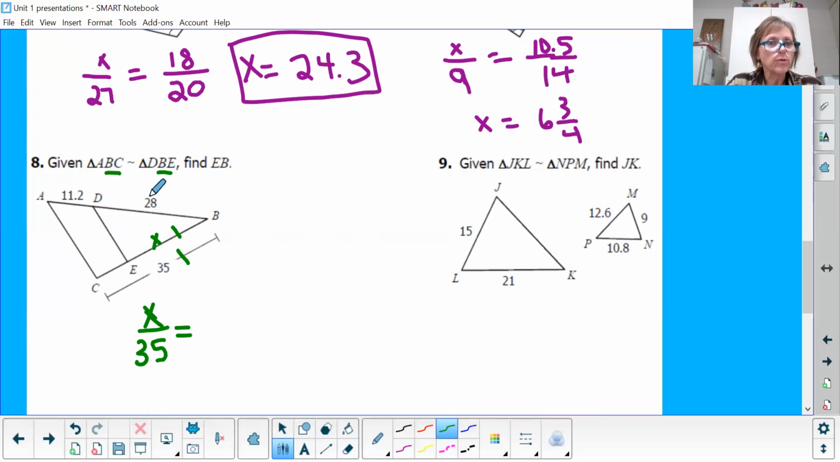Okay, now we need 2 more sides. We have 28 and we have 11.2. But if you look from A to D, that is not the side of a triangle. But 28 is the side of this little triangle. So DB is my double. Now, what does it go with? DB goes with AB. And that is from this dot to this dot. So I need to add up 11.2 and 28.